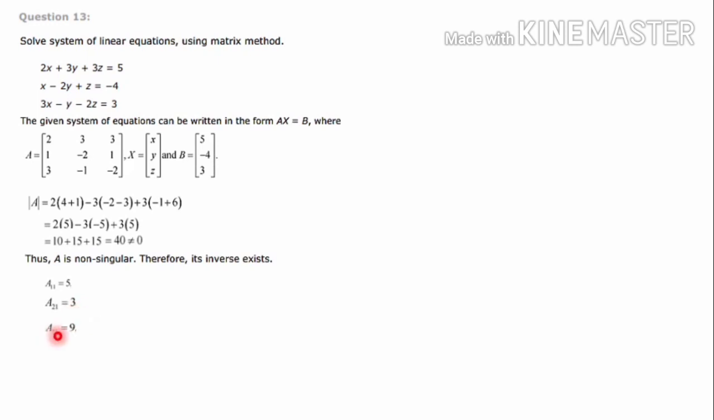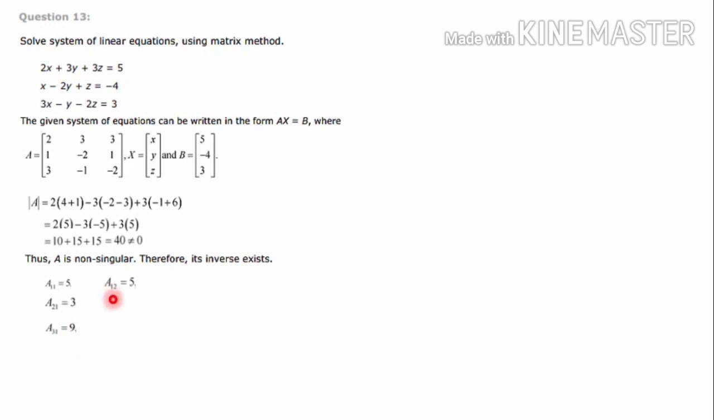Next element is A31. A31 is the third row first element, that is 3. That particular row and column are gone. 3 into 1 is 3. Minus into minus is plus, 3 into 2, 6. 3 plus 6 is 9. And here 3 and 1 if you add, you will get 4. So 4 is an even number, so the sign is plus. So plus 9 is the final answer.